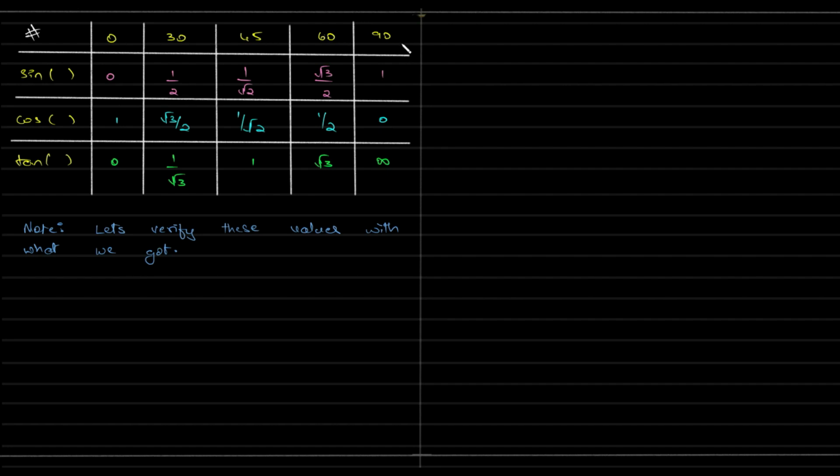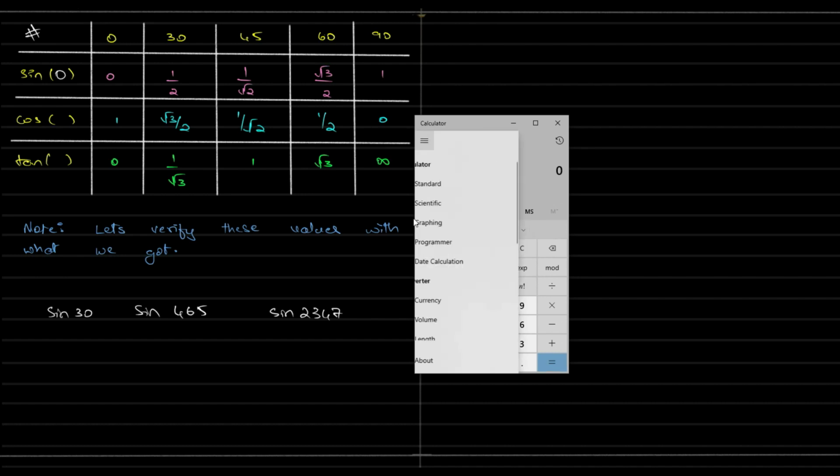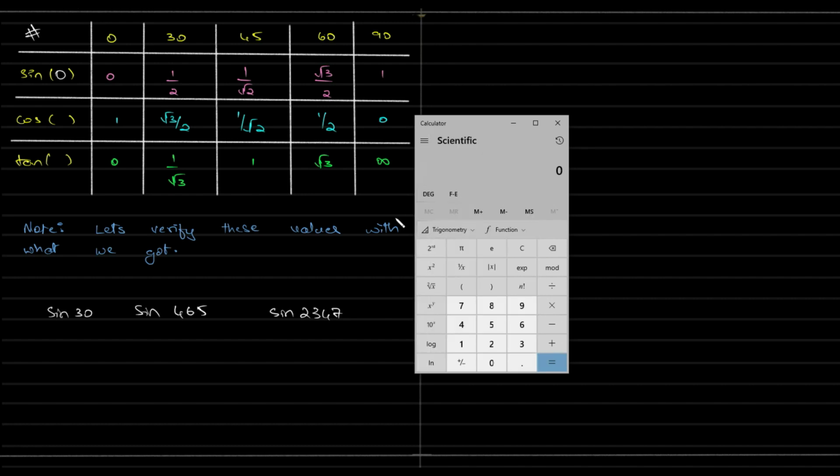Of course, there are infinite number of possibilities, infinite number of angles that you can put. Right? Example, sine of 30, sine of 465, sine of 2, 3, 4, 7, whatever you guys want. Any value you can put. And it is in your calculator. So in your calculator, there is something called standard, scientific, graphic, and all that. You go to scientific. In that, you get trigonometry ratios.